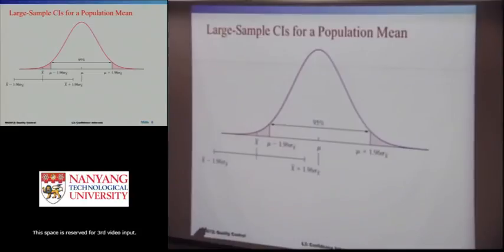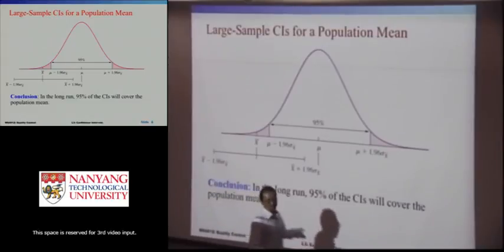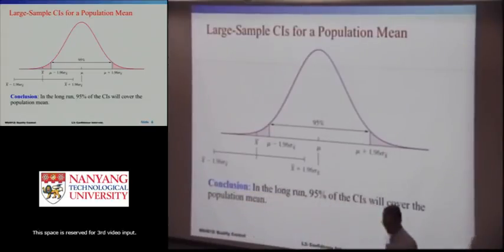So falling into this region, it covers the population mean. Falling into these two regions, it does not cover the population mean. The probability in the middle is 95%. The probability on the rest is 5%. One is 95, the other is 5, right? So the conclusion is that if we follow the procedure in slide 4, we find that in the long run, 95% of the confidence intervals will cover the population mean.